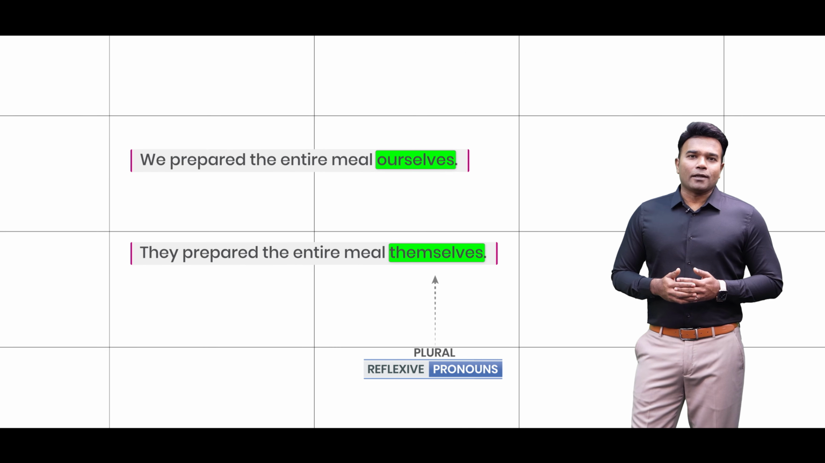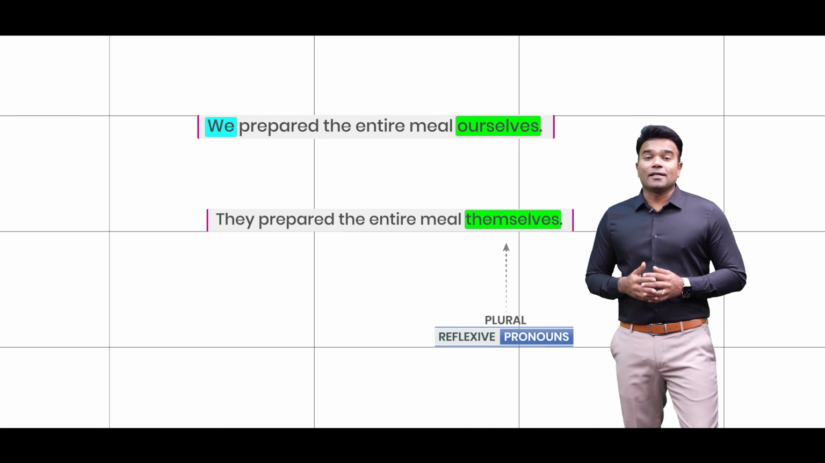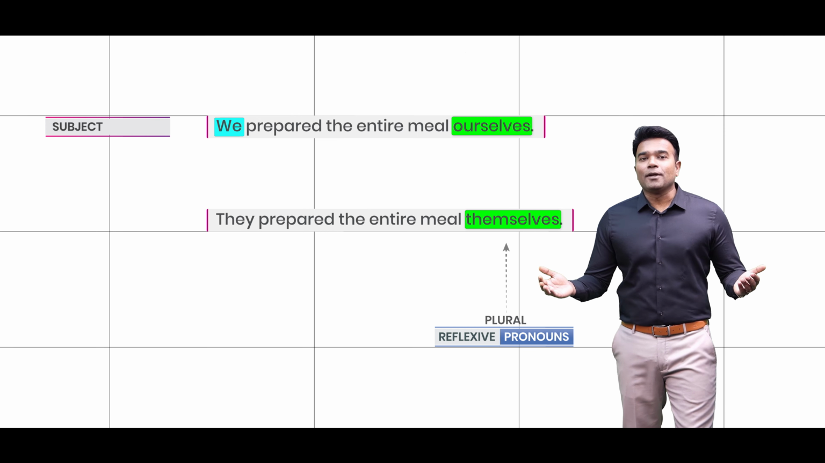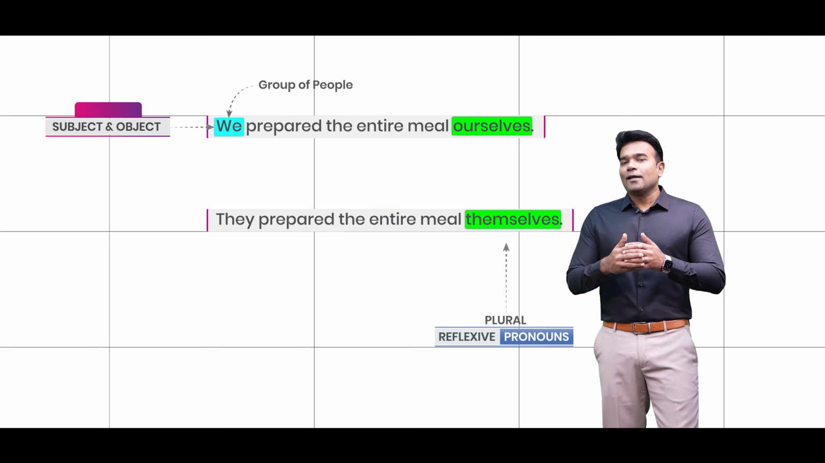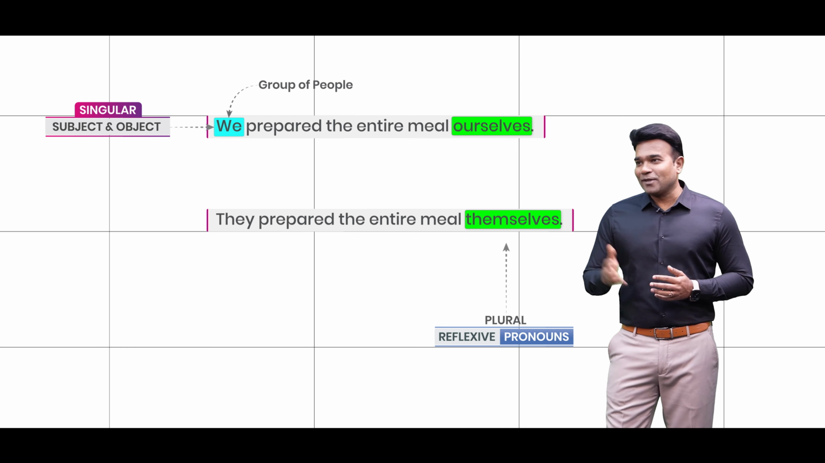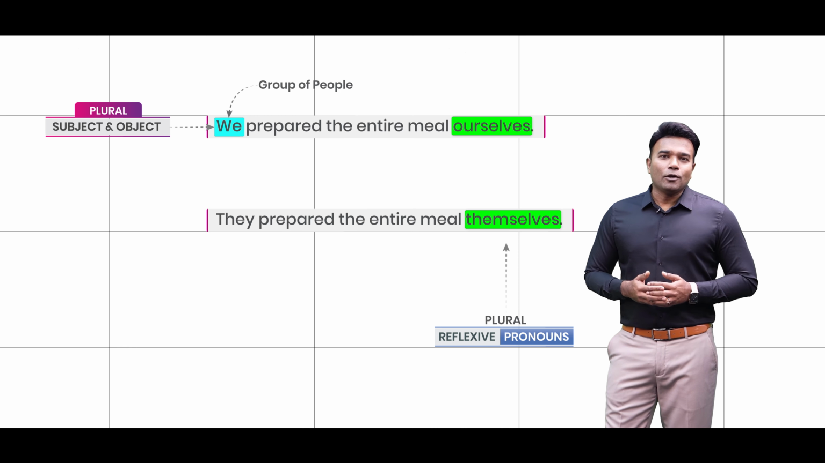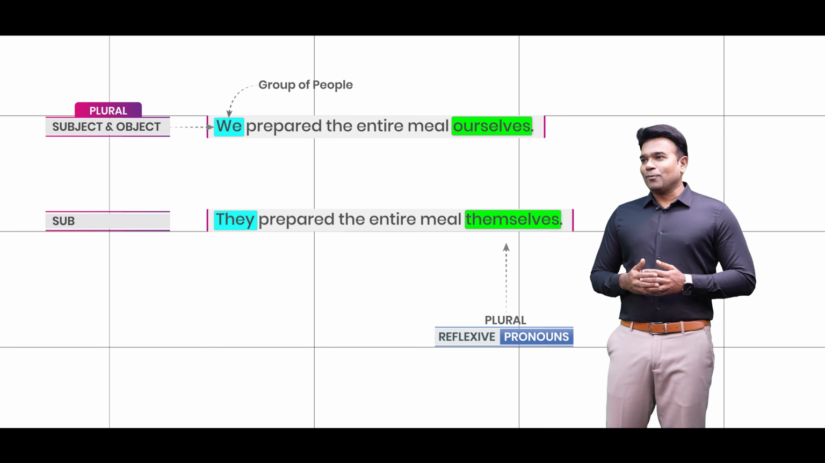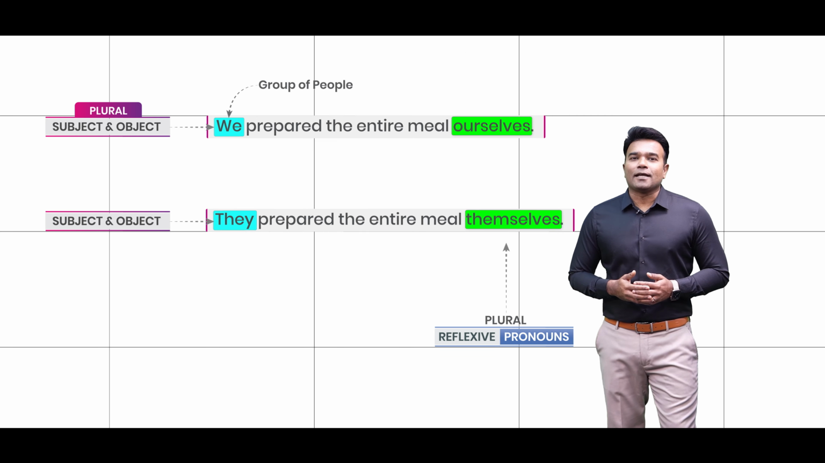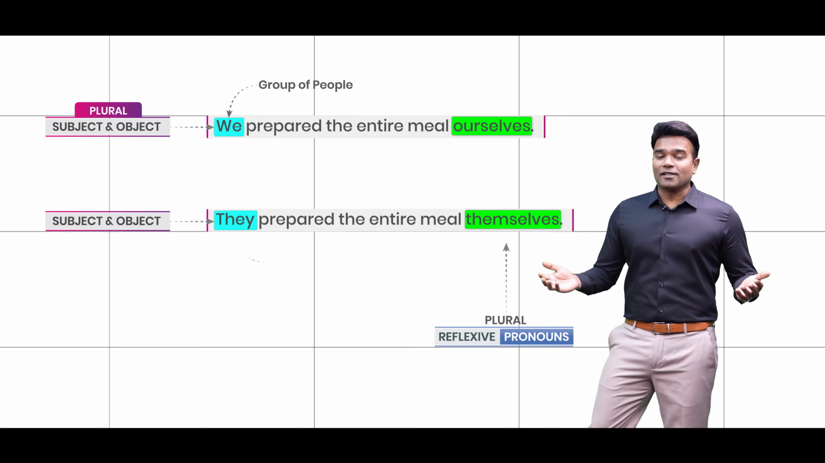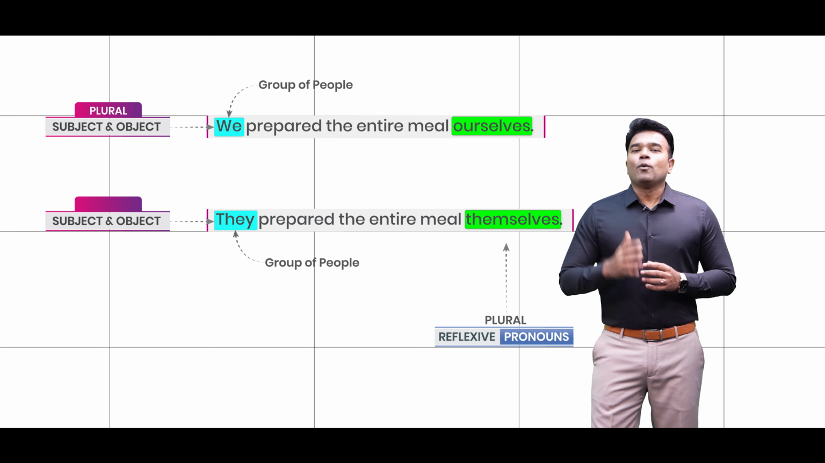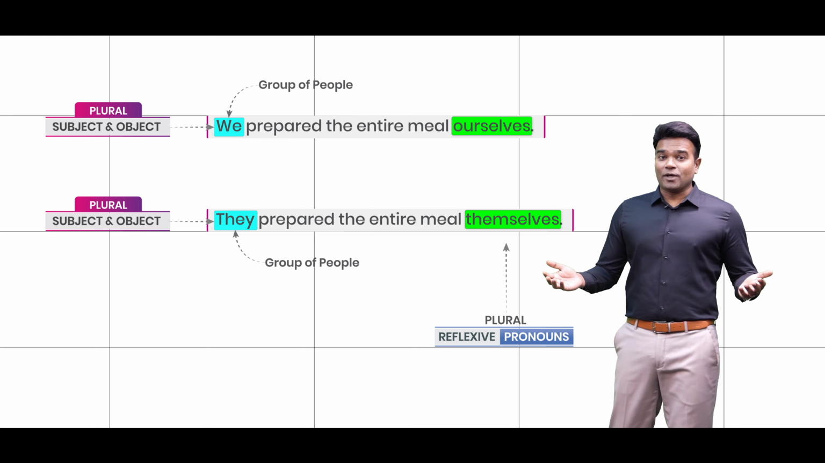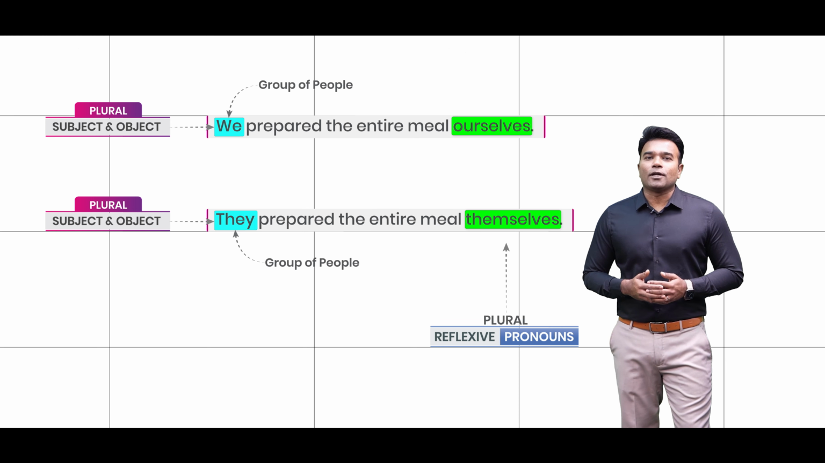That's because the corresponding word we in this sentence happens to be both the subject and the object, but since we represents a group of people, it is not singular, rather it happens to be plural. Similarly, the word they as well represents both the subject and the object of the sentence, but they also represent a group of people and hence is not singular, rather it happens to be plural, and that is precisely the reason why we have made use of the plural reflexive pronoun.